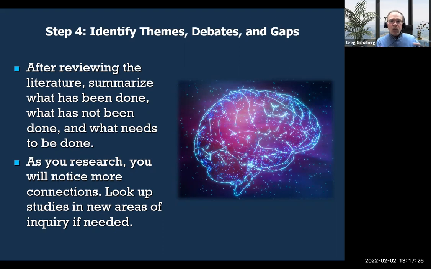So what you want to do is look at what hasn't been done and what needs to be done so that you can enter the conversation at that point. As you research, you'll notice connections. If you notice that a connection takes you off in a different direction than you were originally headed, that's okay. Follow that path. It might be fruitful.